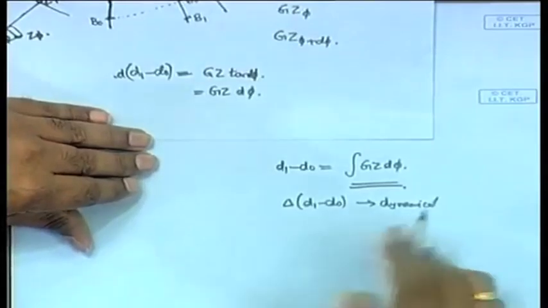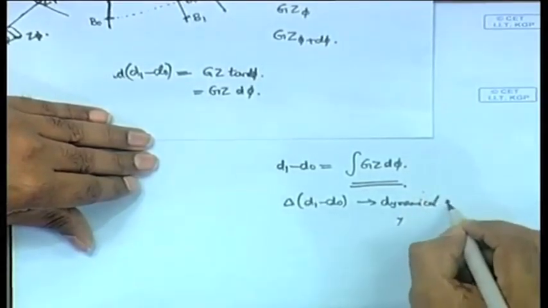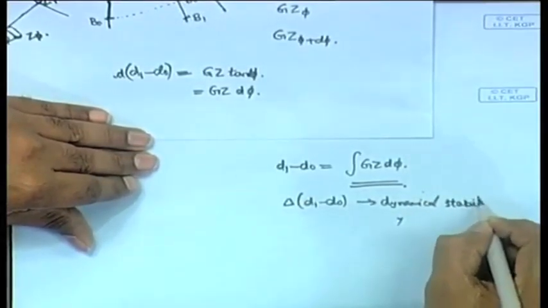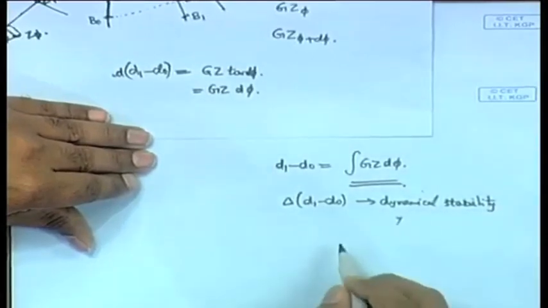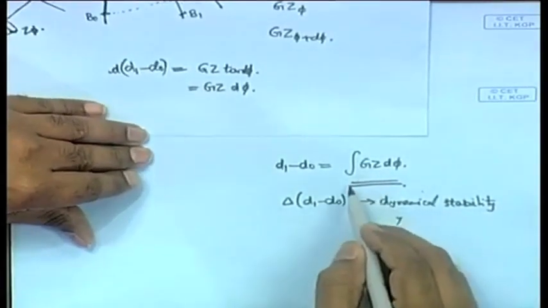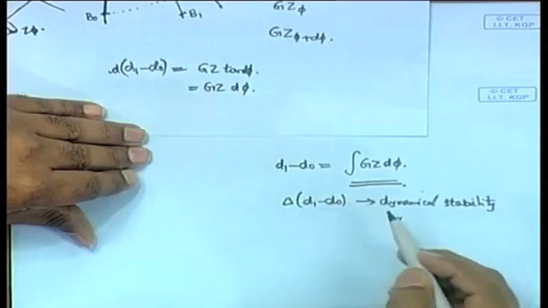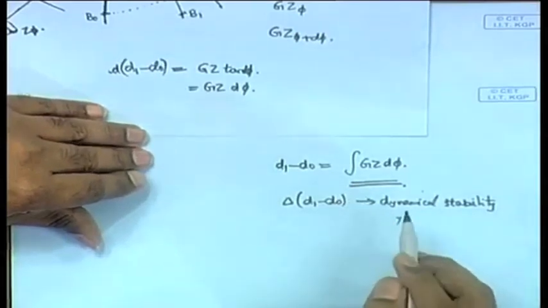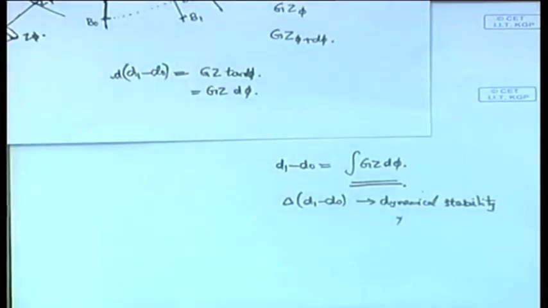So, it is a dynamical stability arm, and delta into d1 minus d0 will give you the energy or work done. This is really what you mean by dynamical stability, and therefore the area under the gz curve will give you the dynamical stability. Whenever someone asks you what dynamical stability is, you can very simply say that it is the area under the gz phi curve, or the area under the statical stability curve.